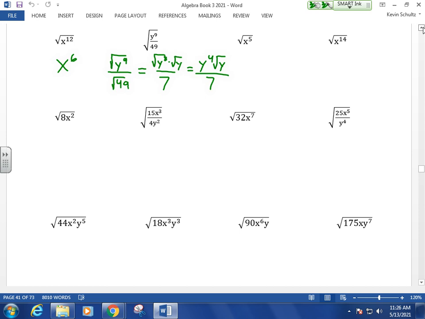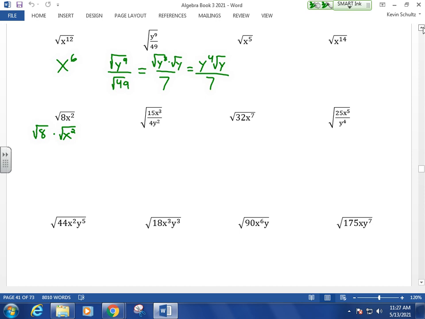In this next line, the root of 8x squared, now not only do we have a variable, but we have a coefficient as well. So our first step is we're going to split this up into its coefficient and its variable and deal with them separately. Coefficients and variables, while they follow similar rules, are a little bit different in process because we don't know what x equals. So if we split this up, root of 8 times root of x squared, let's deal with the root of 8 first. Can I simplify root 8? And if so, how?